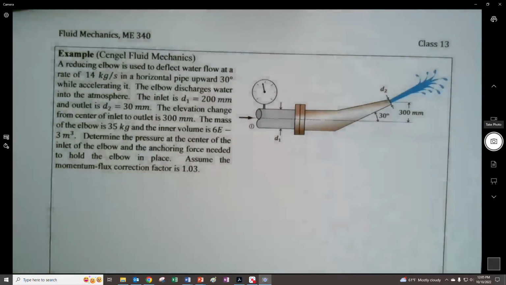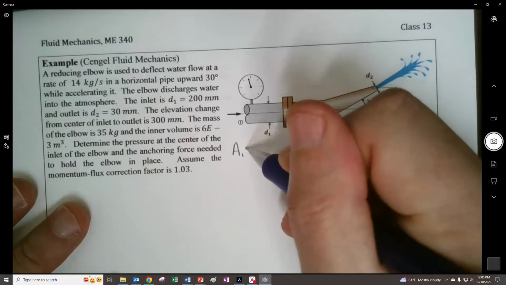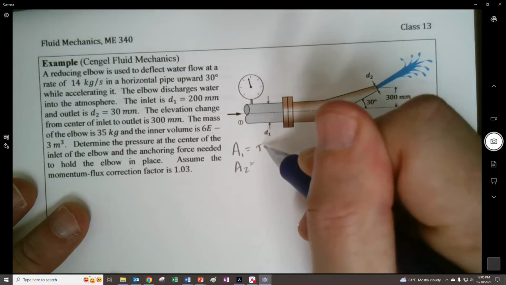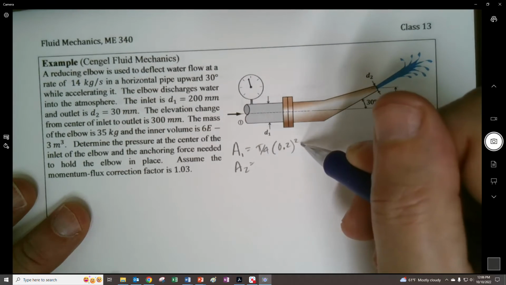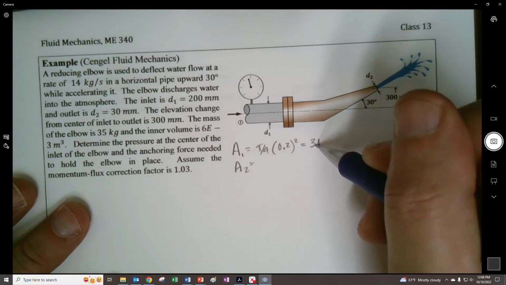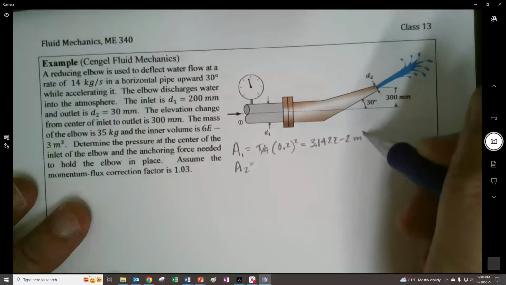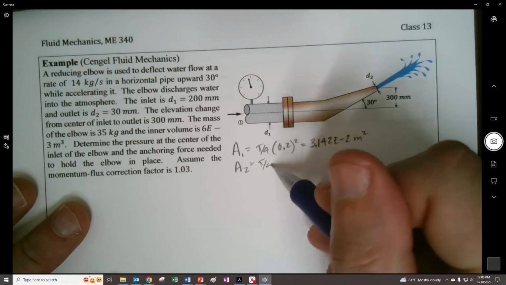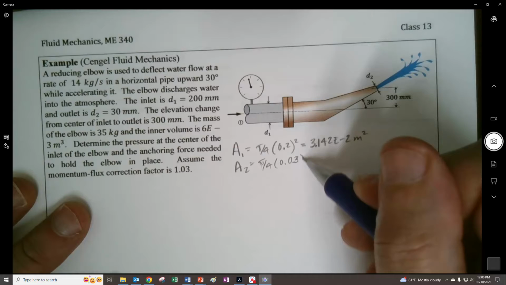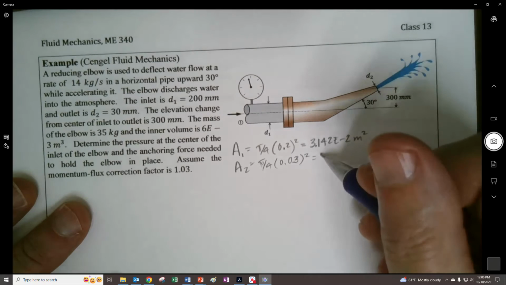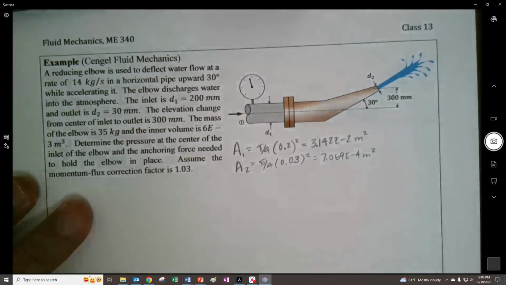All right, so start with some preliminary stuff. I'll get the areas of each of these right here. So pi over 4 times 0.2 squared. All right, so that's 200 millimeters. So it's 3.142 e minus 2 meters squared. Same thing here, but we're going to go with 0.03 squared, because it's 30 millimeters, and that's 7.069 e minus 4 square meters.